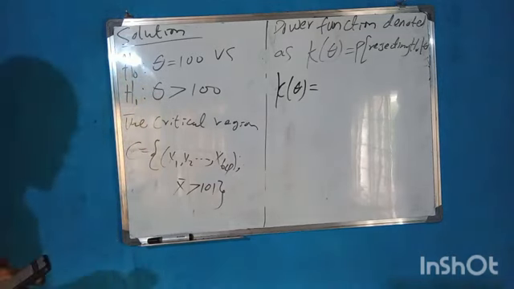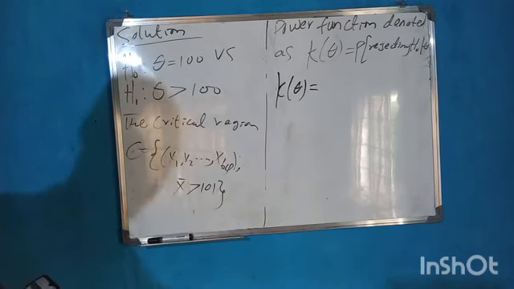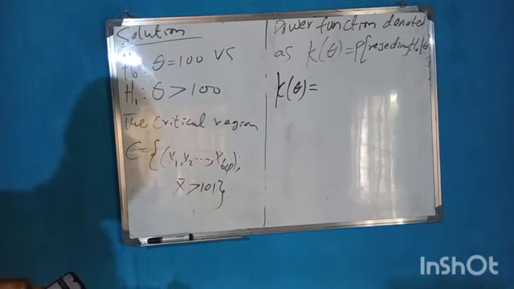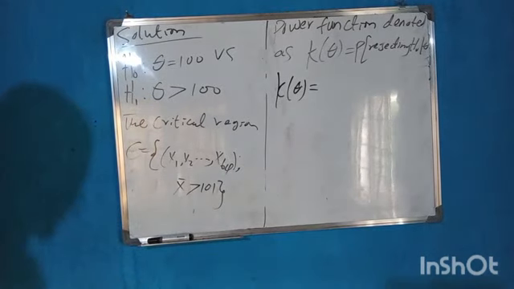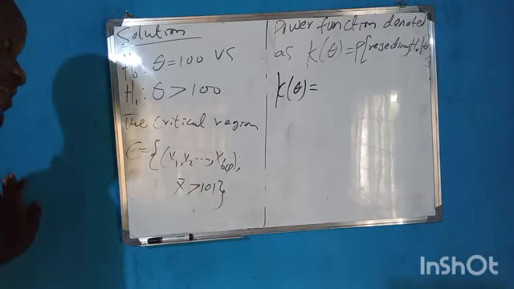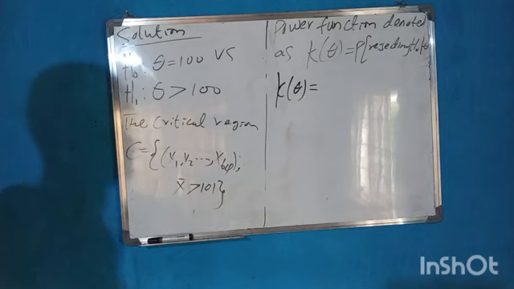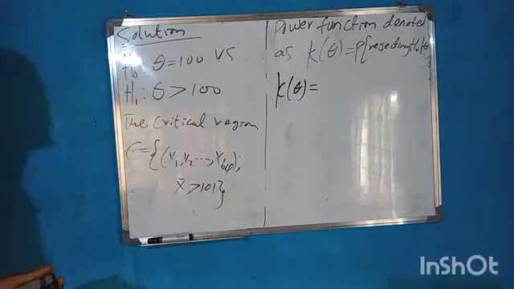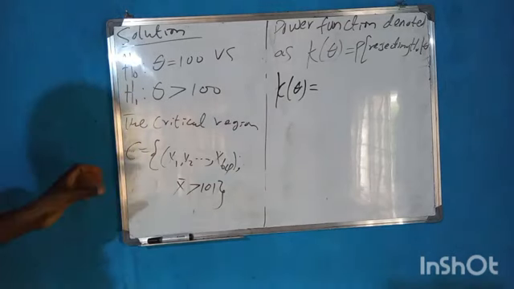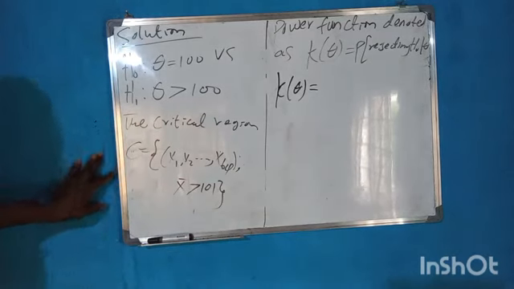A random sample of size 64 was taken, and the null hypothesis H0 is to be rejected if and only if x bar, which is the sample mean, is greater than 101. So we reject H0 if and only if our x bar is greater than 101.